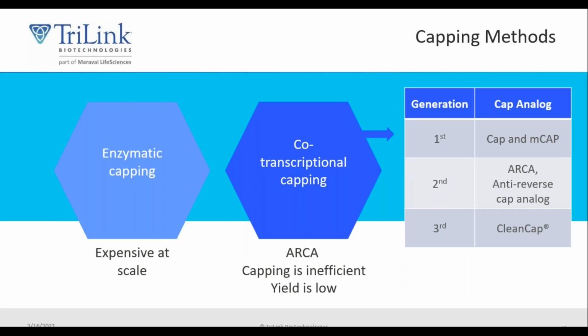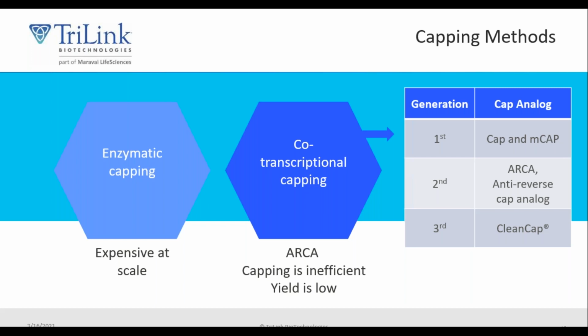Because these are utilized co-transcriptionally, there's no need for these post-IVT enzymatic reactions. But there are some drawbacks. Due to the transcriptional conditions required for their use, the capping is inefficient and the yields are often significantly lower. Additionally, and most importantly, these types of cap analogs, ARCA and MCap, only produce a Cap0 product, which, as we have discussed, is not naturally occurring.